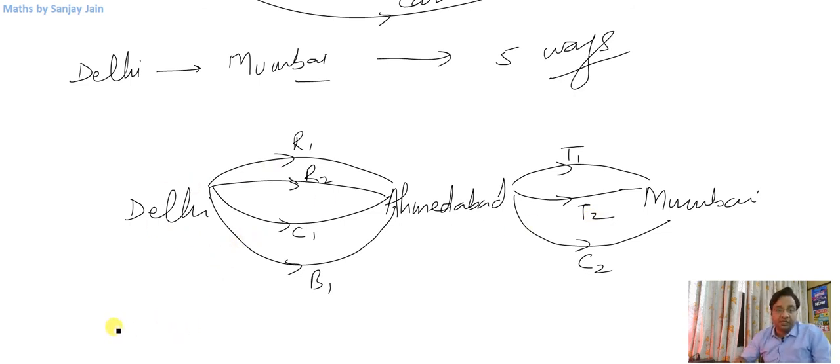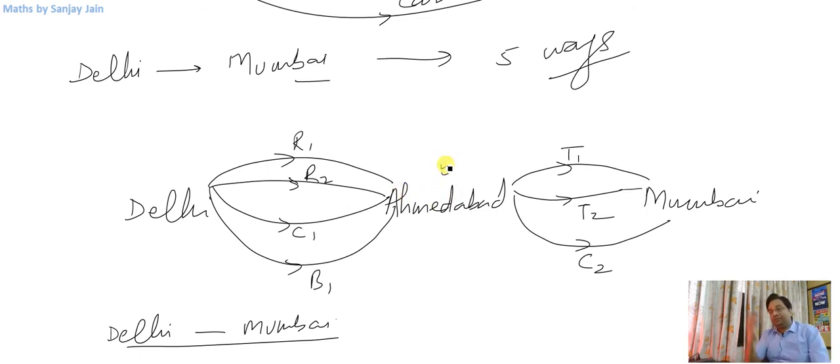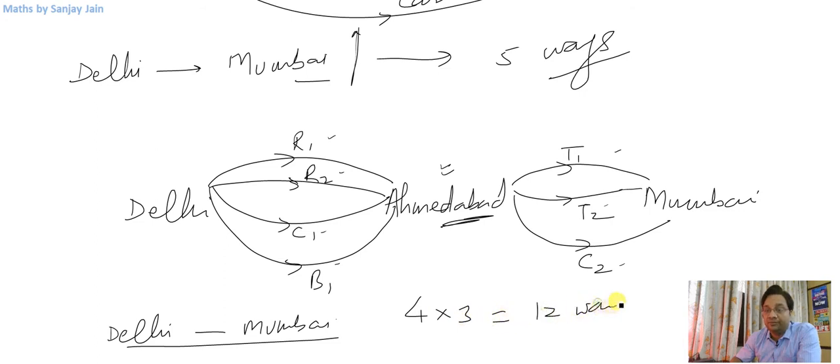Now if I ask you in how many ways can you travel from Delhi to Mumbai? Okay, how many ways? Now there is a condition that you have to go to Ahmedabad first, then you have to travel to Mumbai. You cannot go directly like the previous situation. So you can travel from Delhi to Ahmedabad in 4 ways, 1, 2, 3, 4, and from Ahmedabad to Mumbai in these 3 ways, right? Train 1, train 2, or C2. So now from Delhi to Mumbai you can travel total 4 into 3, 12 ways, right?